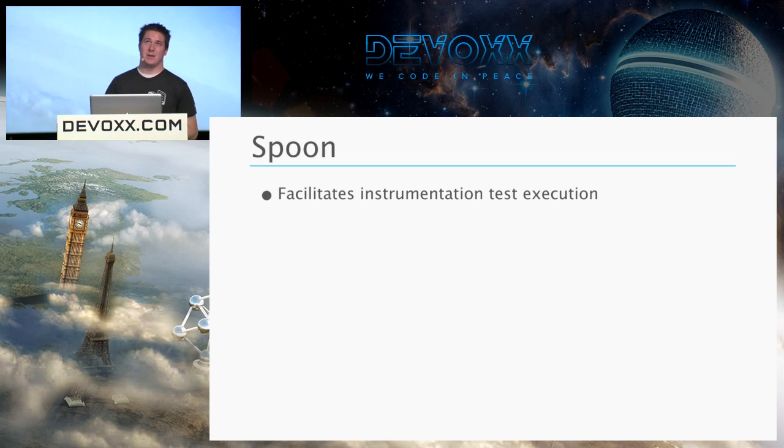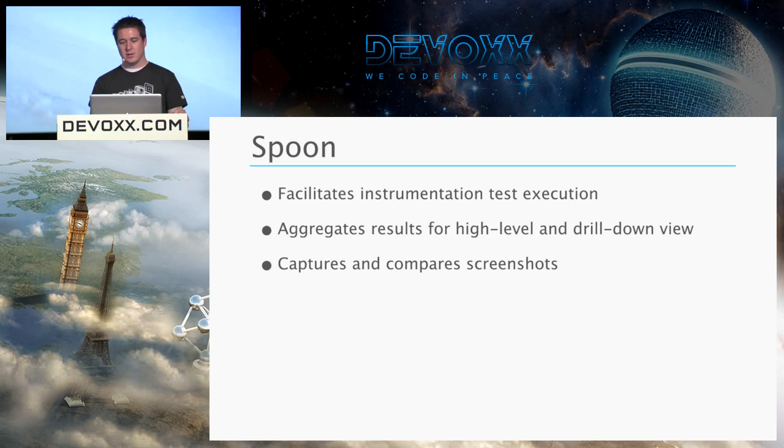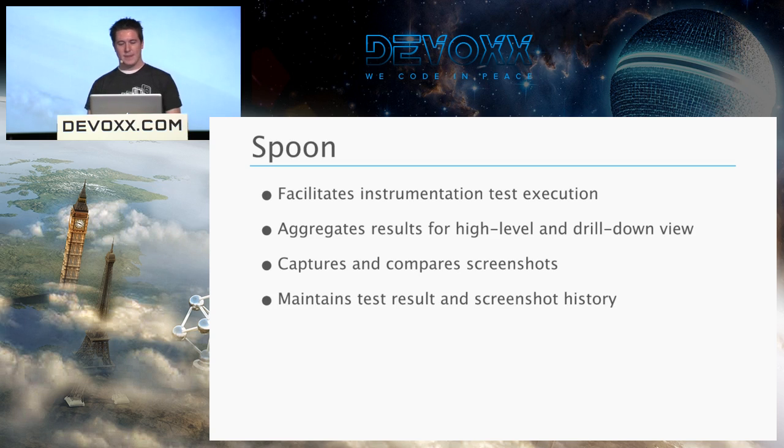So Spoon is hard to describe. It facilitates instrumentation testing across a variety of devices, aggregates all the test results, and presents them in a meaningful way that allows you to interpret and see the results of your instrumentation tests very quickly and easily. It also has an API for capturing screenshots and allows you to compare those screenshots across devices and across test runs. It maintains a history of all the tests that you've run for a device and for a configuration of that device, and allows you to see the history.